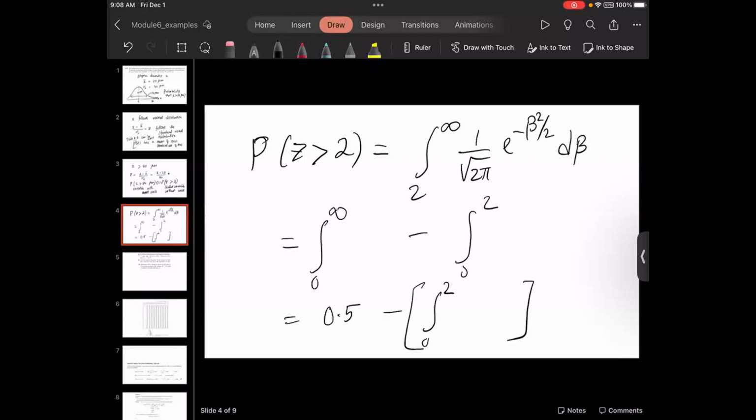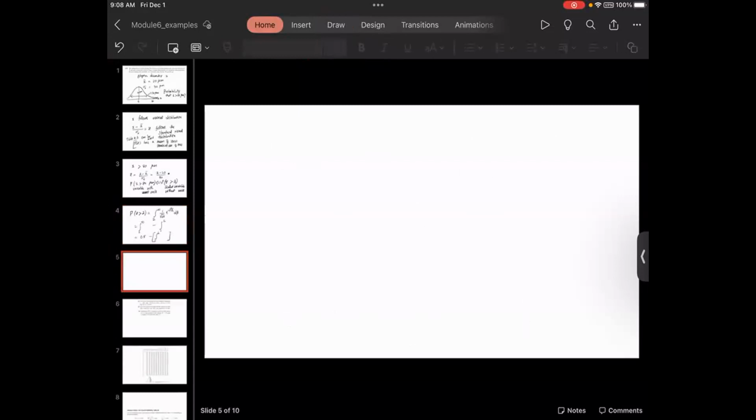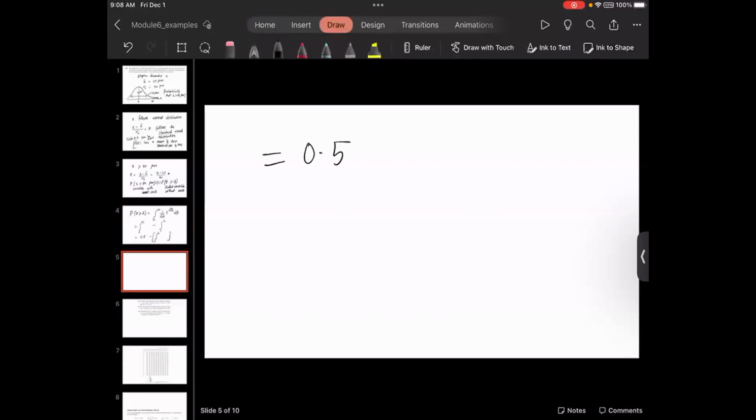which you can read up from the table. So can you look at the table and say what is the integral from 0 to 2 of exponent of minus beta squared over 2, d beta? 0.4772. Thank you. 0.4772 from the table.